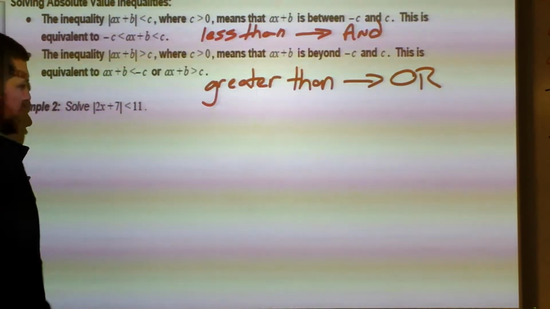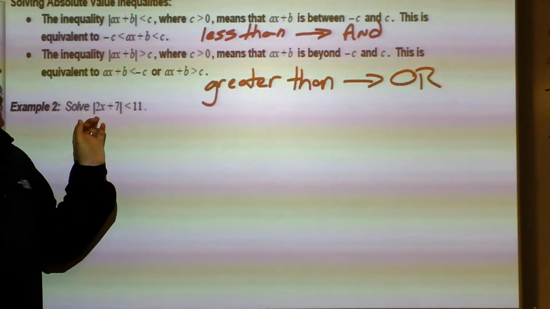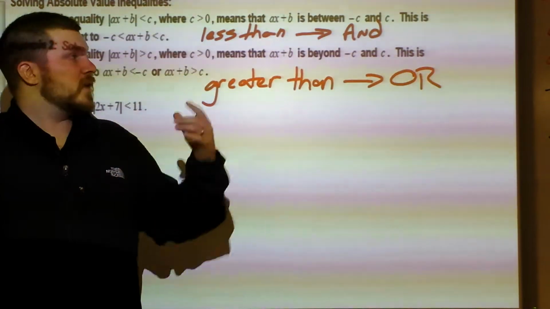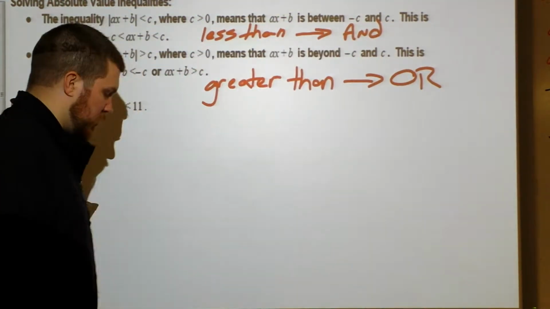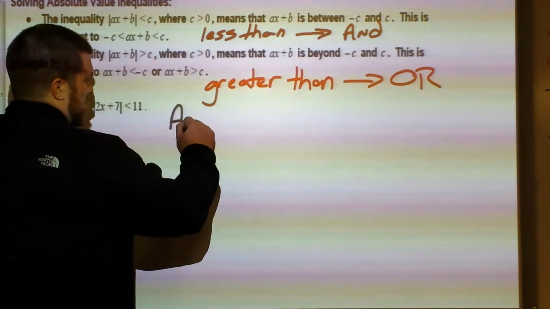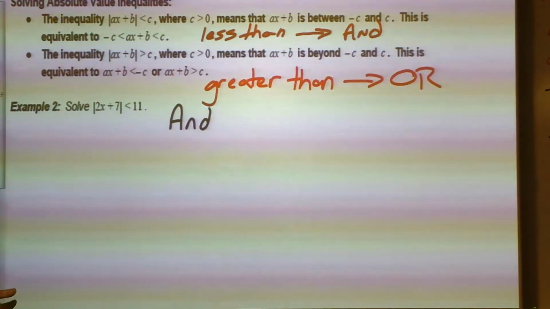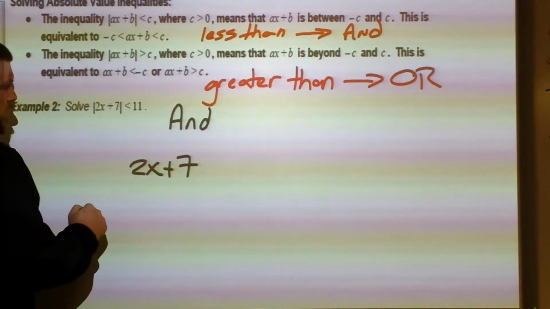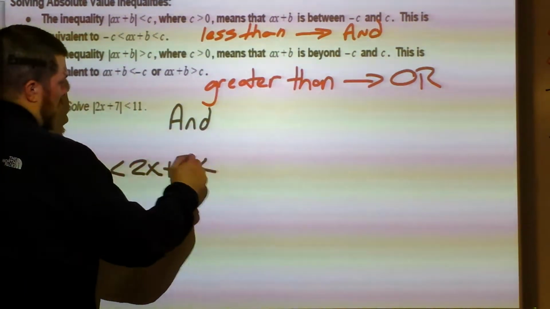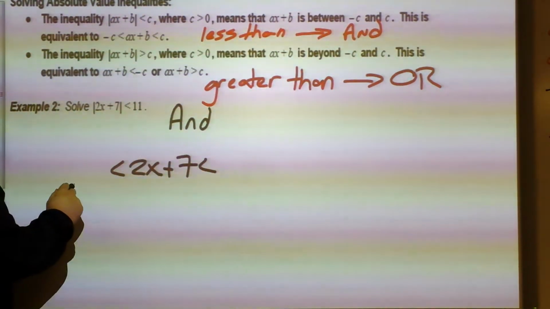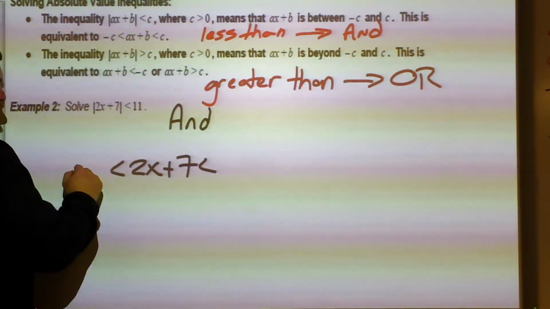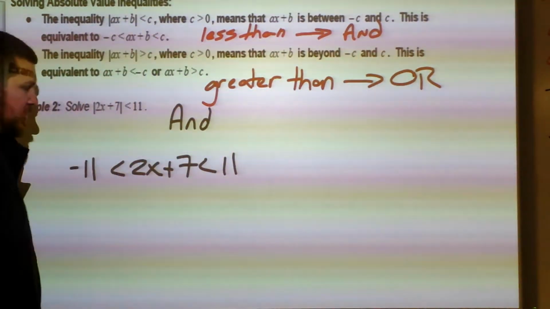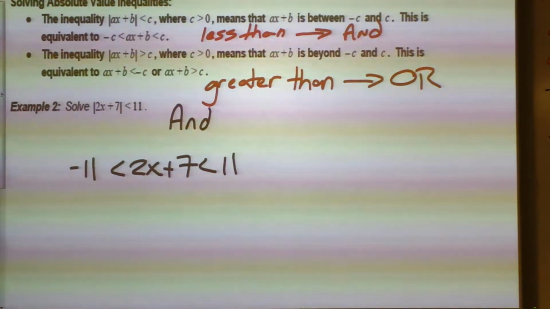So let's go ahead and do this example. In this particular problem, I have the absolute value of 2x plus 7 is less than 11. So less than kind of sounds like and, so it's an and problem. And problems are pretty easy. What we're going to do is put our absolute value piece in the middle, so 2x plus 7. And then we're going to put our inequality symbols, same type of symbol that we have on both sides, keep it in the same direction. And then on the left-hand side, we put negative, in this case 11. And on the right-hand side, we just keep it positive. We've made our compound inequality, that's an and problem.